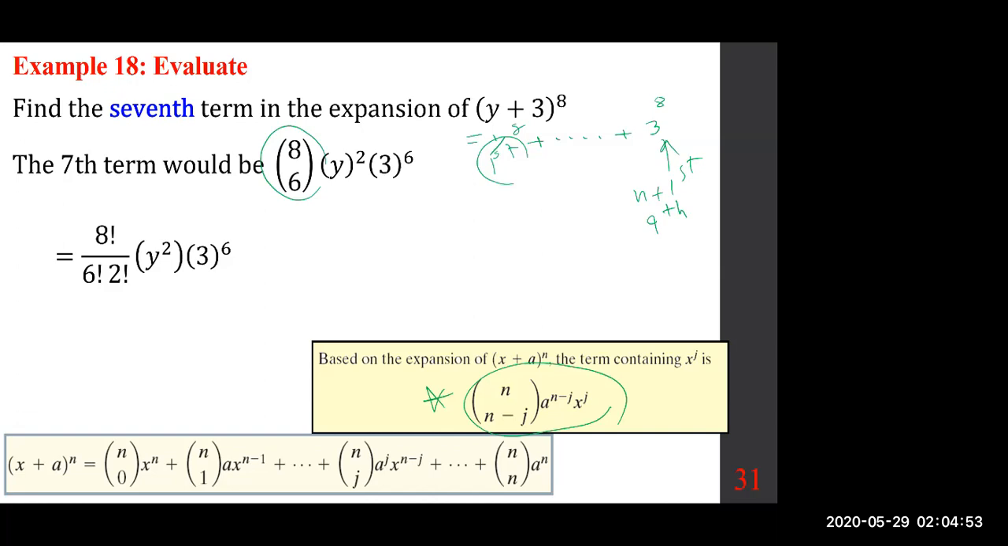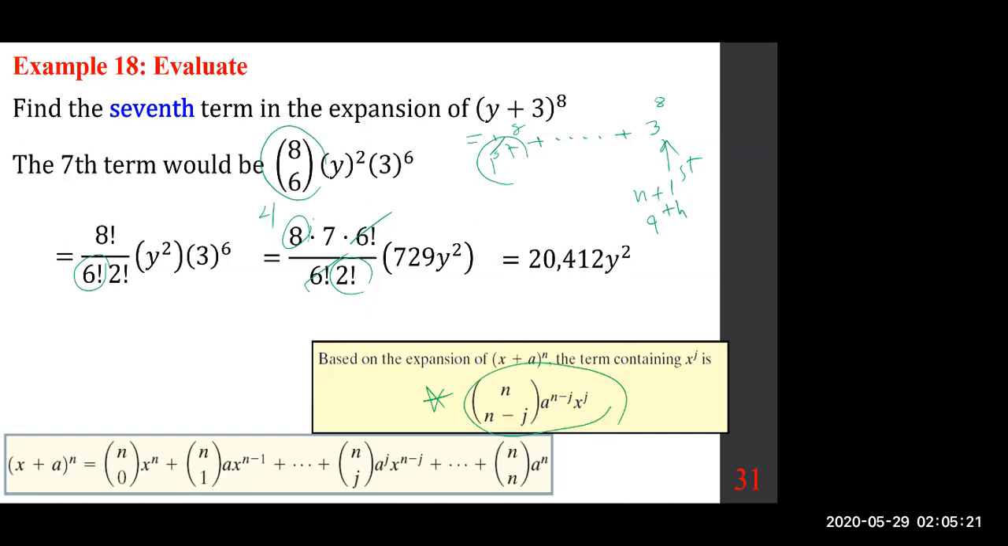Now, of course, if we want to simplify this, remember what happens. 6 factorial is kept, and the top becomes 8 times 7 times 6 factorial. Okay, and so when we drop that, they cancel. And by the way, 2 factorial is the same as 2, class. So you can easily simplify this one with this one, which is 4 times 7 times 729 y squared. And that is the final answer.